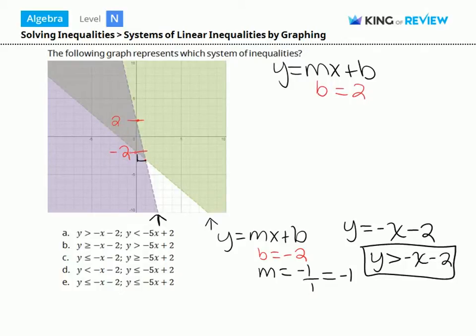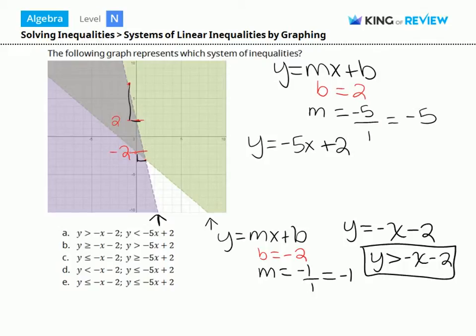And looking for another point on the line, we see one right here. So now we can figure out the slope. So here we're going down 5 and over 1. So the slope is equal to -5 over 1, which equals -5. So our line is y equals -5x plus 2.